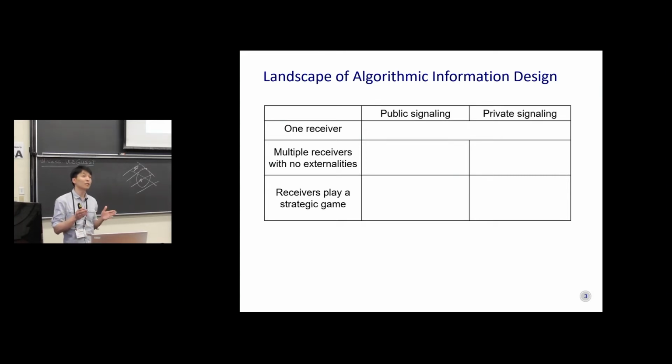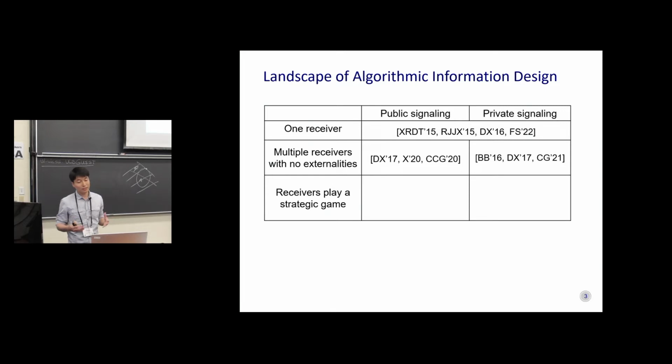Another dimension is roughly about the complexity of the setup you can consider. This ranges from the most basic setup, where there is only a single receiver, in which case, of course, public and private signaling are the same thing, because there's only one person, to the slightly more complicated case with multiple receivers, but they do not have externality among each other, meaning one receiver's action would not affect another receiver's utility. And then finally, to the most general setup, where the receivers are playing a strategic game. In this case, your information will affect the Bayes-Nash equilibrium of this game.